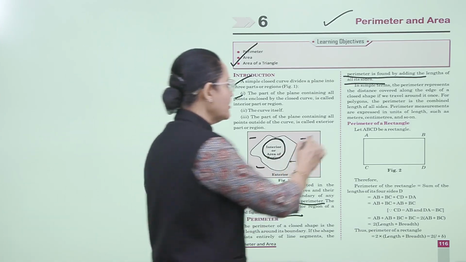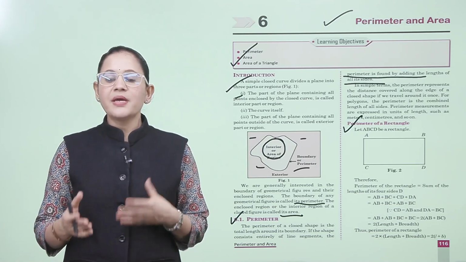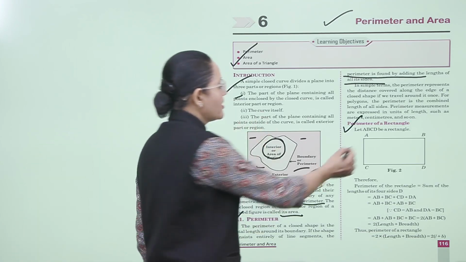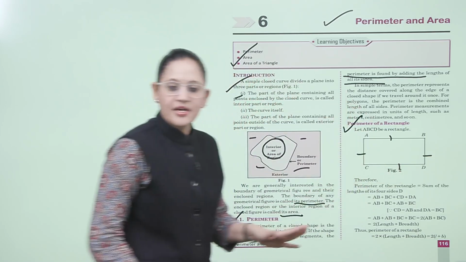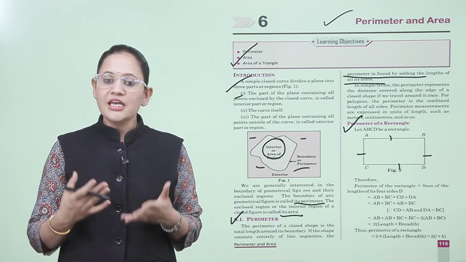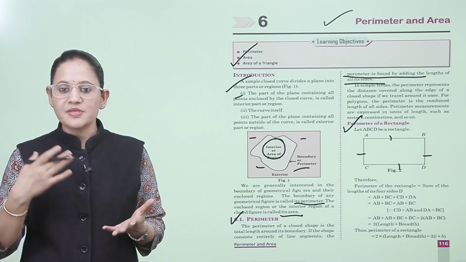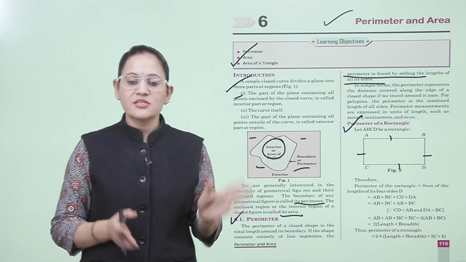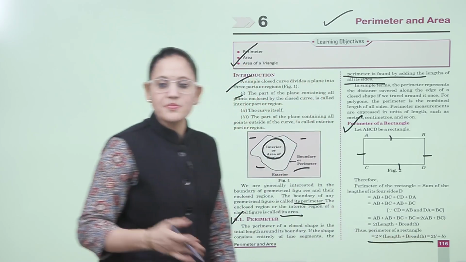Now, perimeter of a rectangle. Let ABCD be a rectangle. Then the perimeter of the rectangle, that means the sum of the lengths of all sides, is AB plus BC plus CD plus DA. Clear? Now, we know in a rectangle opposite sides are equal, so we can write AB plus BC plus AB plus BC, that is equal to 2 times AB plus BC, means 2 times length plus breadth. Thus, the perimeter of the rectangle is equal to 2 into length plus breadth.